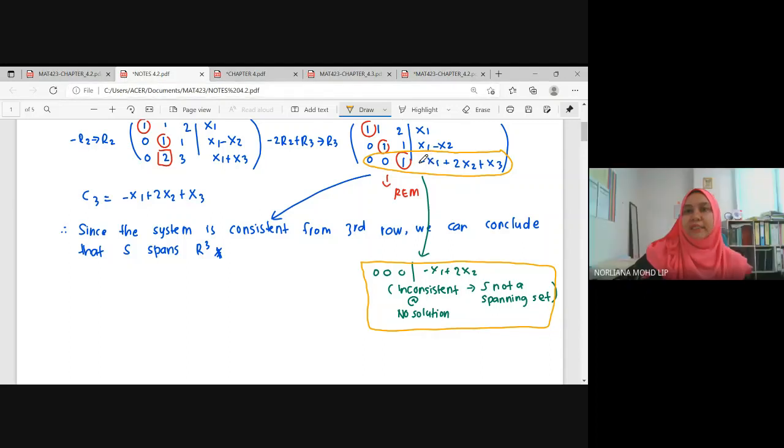Many contohlah, ada lagi satu kat sini. Kalau contoh 1, 1, 1, sini adalah satu kan, many solution juga kan. Many pun sama lah, dia consistent. Dia spanning set juga. Kalau no solution je, inconsistent.